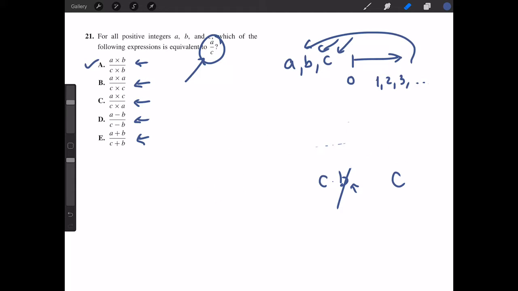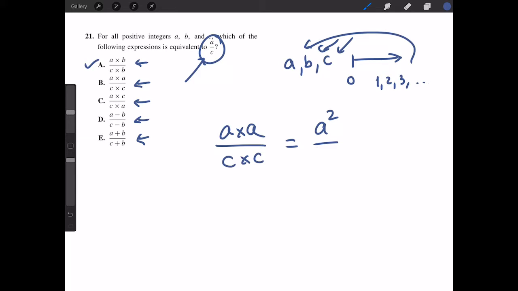If we look at choice B, what happens is this. If we write a times a divided by c times c, well, a times a can be written as a squared and c times c is c squared. That's it. You can't do anything else. That's not equivalent to a over c, so choice B is incorrect.